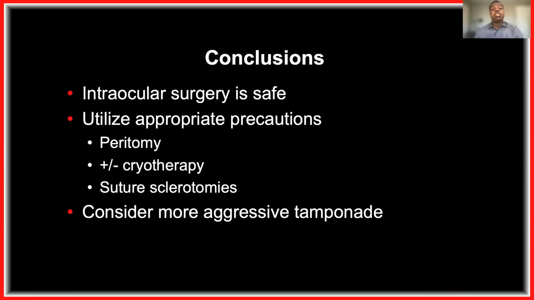So in conclusion, intraocular surgery is generally safe in people with intraocular tumors. It is important or helpful to utilize appropriate precautions, especially if they have not been treated with radiation yet. And that includes performing a peritomy, a cryotherapy in the location of the sclerotomy sites, and suturing the sclerotomies, obviously after you've demarcated the area where the tumor is. And then last, consider using a more aggressive tamponade in these situations because of the increased risk of vitreoretinopathy.